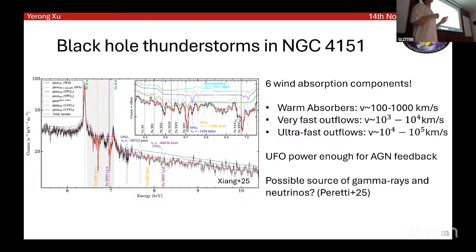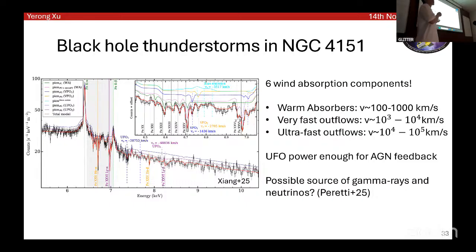Six wind absorption components were detected in the resolved spectrum, with velocities ranging from hundreds of kilometers per second to tens or hundreds of thousands of kilometers per second. And so the kinetic energy of the higher velocity wind component is also powerful enough to drive the AGN feedback.